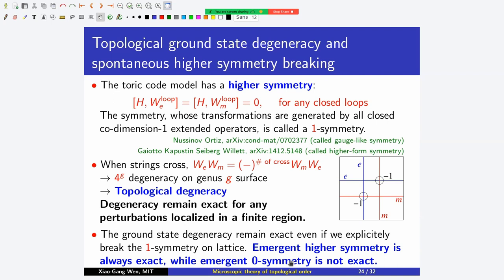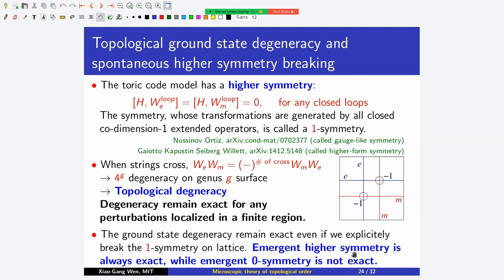Now, suppose you have a lattice system with both zero symmetry and higher symmetry, and then we add perturbations to break them. You find the zero symmetry part may be broken weakly, but the other part would survive. So that is the picture: only zero symmetry is broken by the lattice. Because of this, maybe higher symmetry becomes more useful to study low energy dynamics.